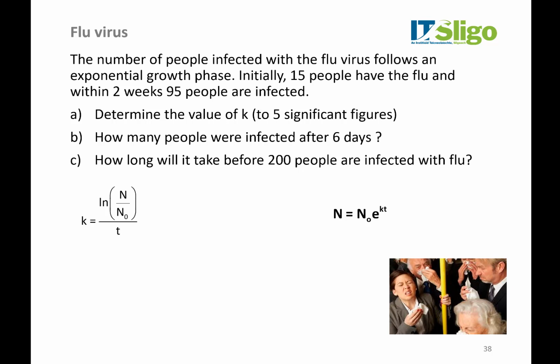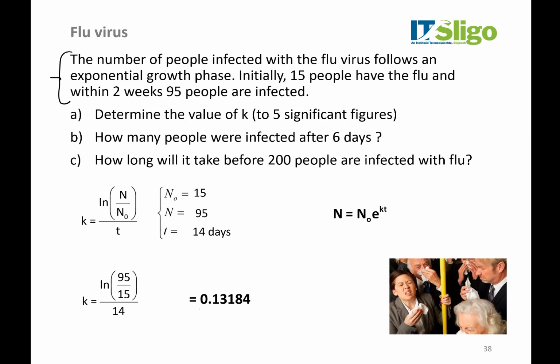Now this function, when manipulated, gives us this. I've already discussed this earlier on in the lecture. Now we're going to feed in the values from the first part of the question. N0 is 15, N is 95, and T is 14 days. Feed this into your calculator, and remember you need to go to 5 significant figures.